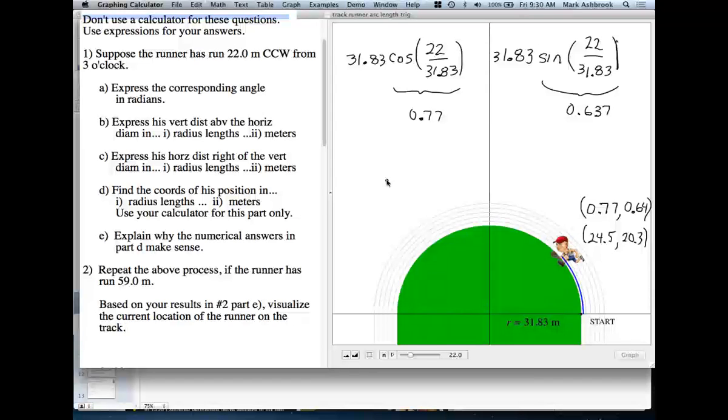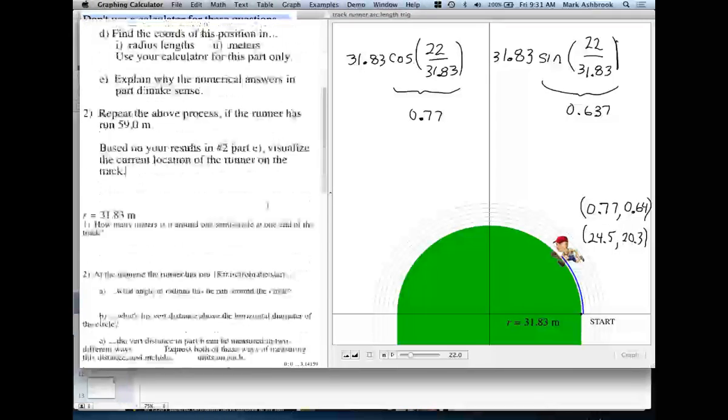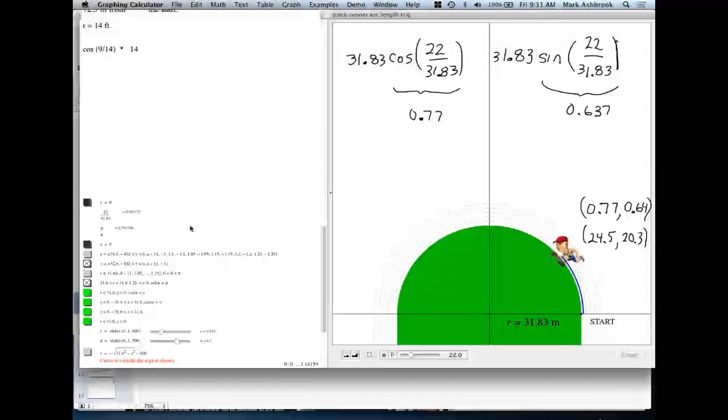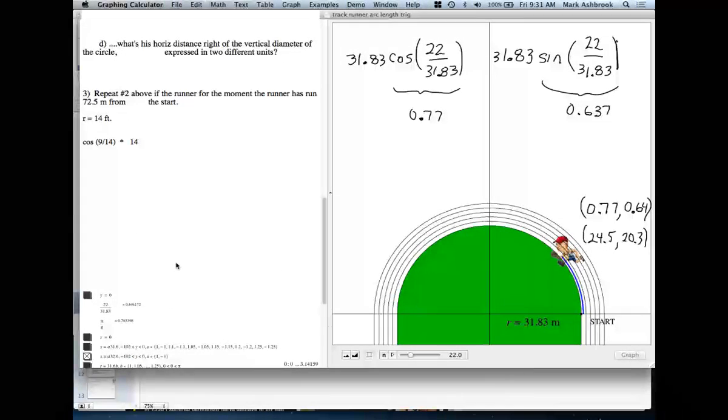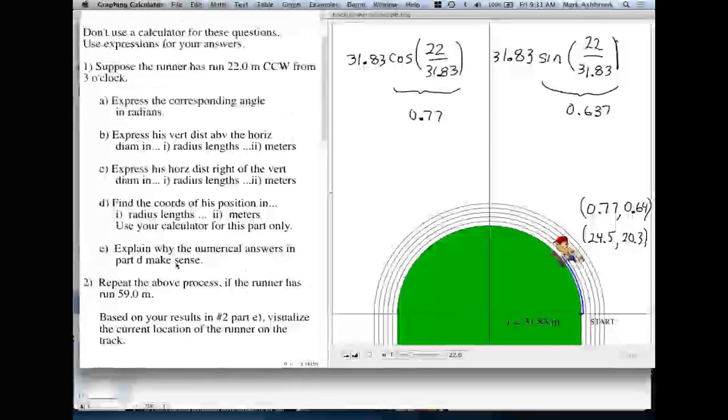So is it done? No, I'll try. See if it works now. That's better, although it looks like you got run over. Tire tracks.